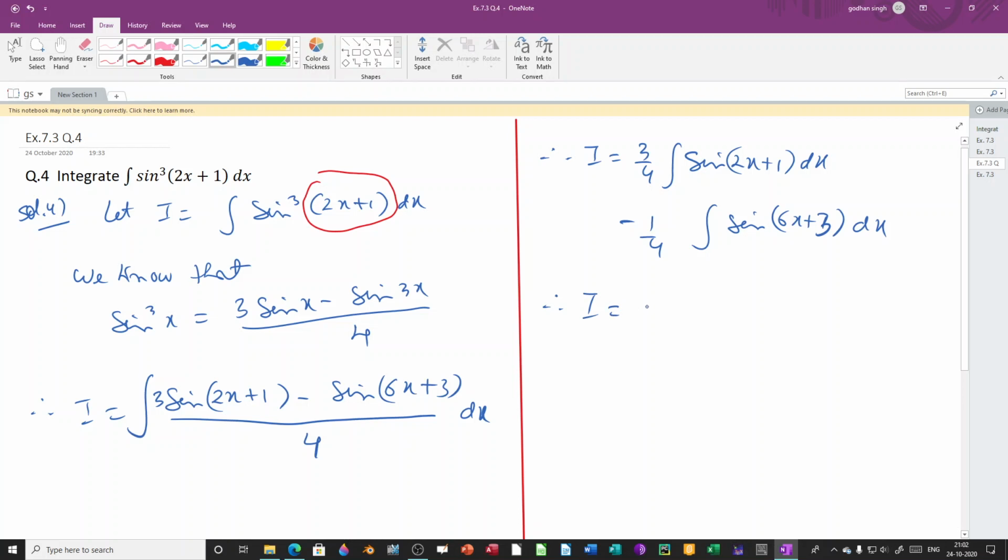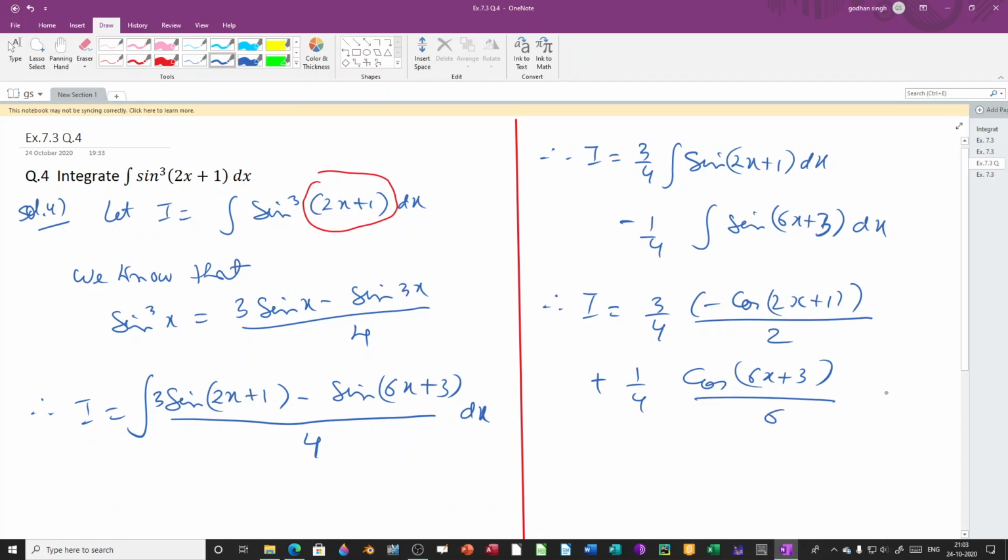Therefore I equal to 3 by 4 is constant, and integration of sin, we know, is minus cos, so we will be writing here minus cos(2x plus 1) divided by the coefficient of x. Differentiating 2x plus 1 with x, we get 2. In the second part, minus, in the same way 1 by 4 is constant, integration of sin is minus cos, so it will become plus cos(6x plus 3) divided by 6, plus c.